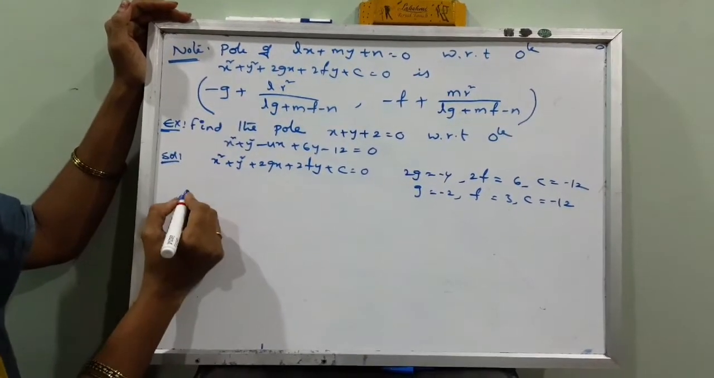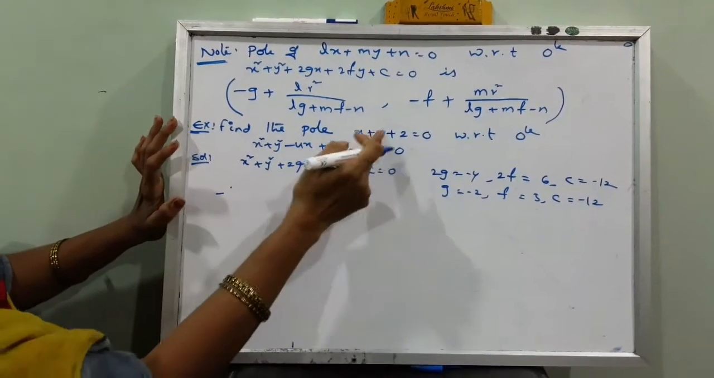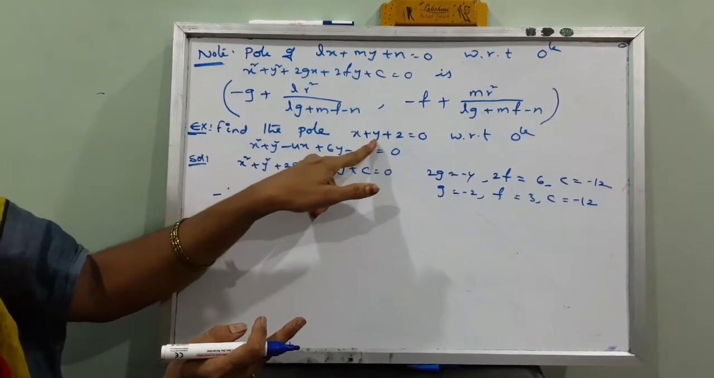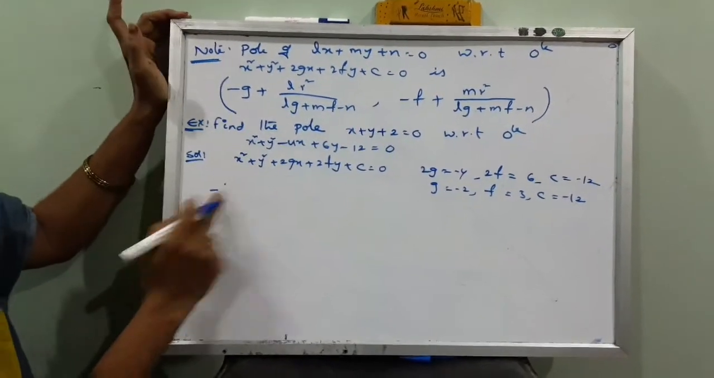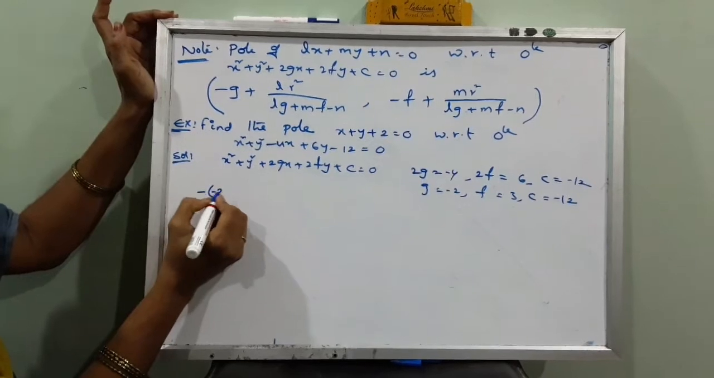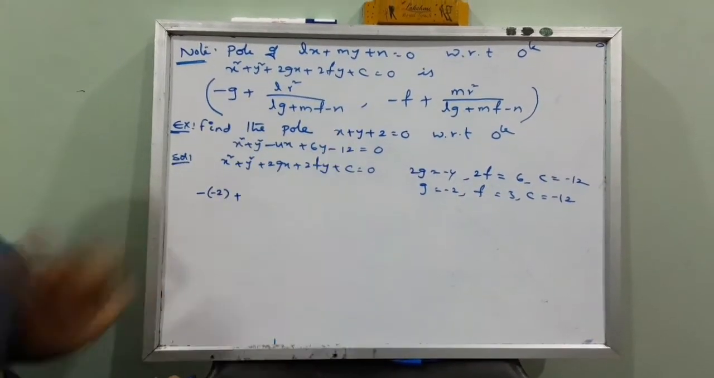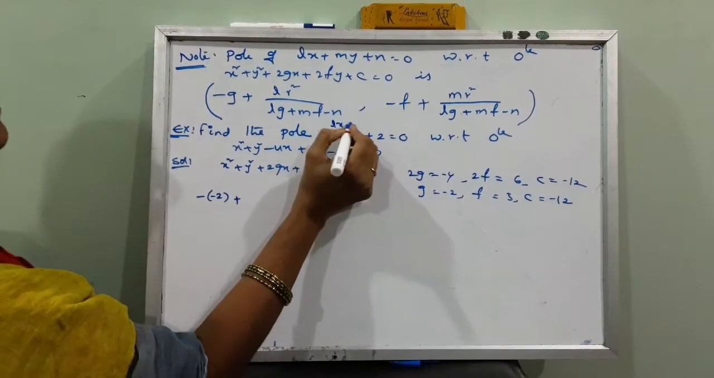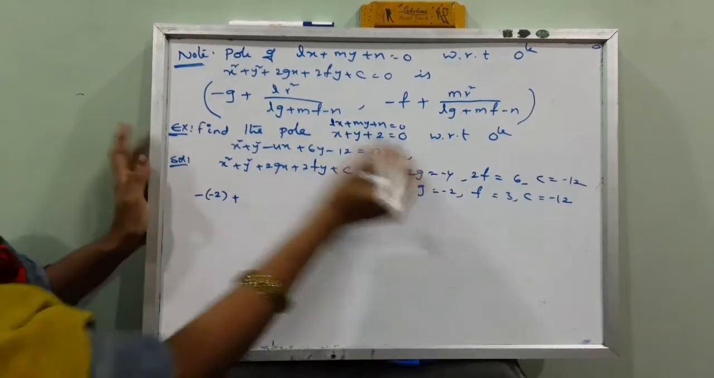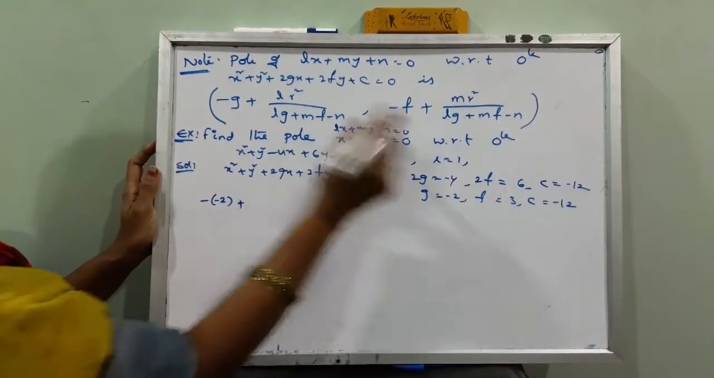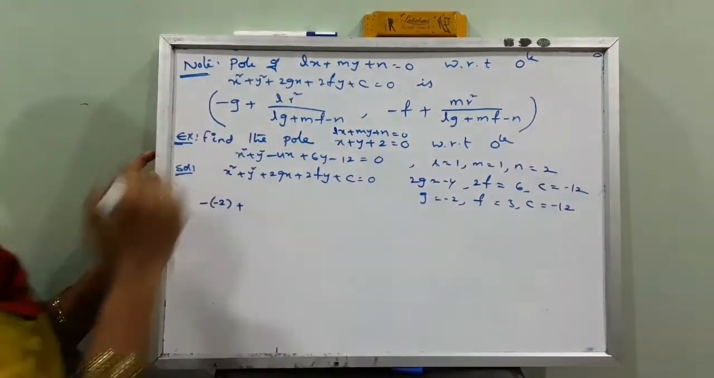Here the pole is (-g, -f), and this is compared with lx + my + n = 0. Here l is equal to 1, m is equal to 1 and n is equal to 2. So (-g, -f), here g is -2, plus l r square, l is nothing but 1. I am writing here l is equal to 1, m is also 1 and n is equal to 2.